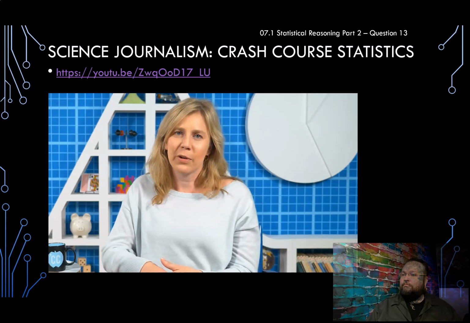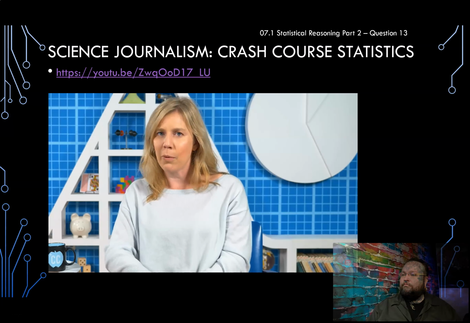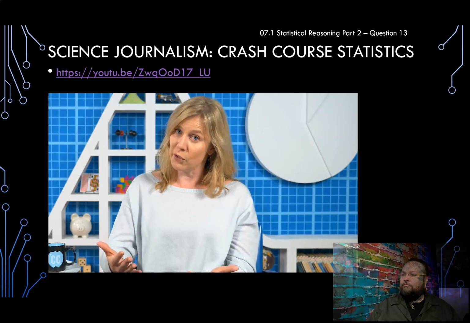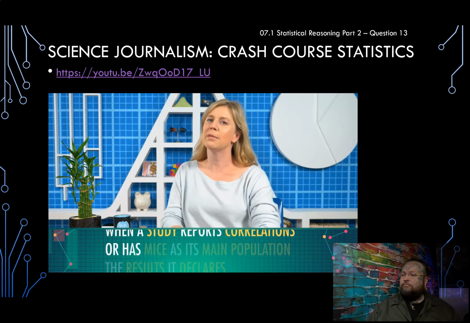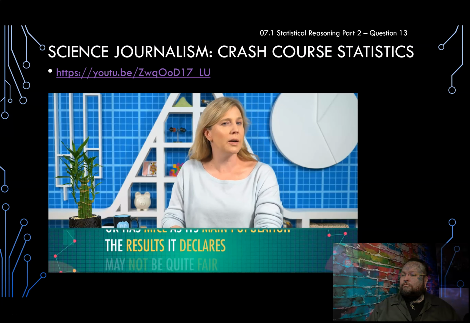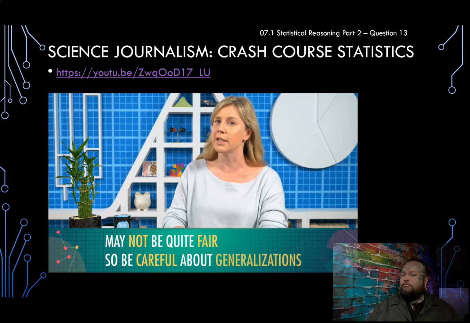In order to help us remember some of the rules of thumb we talked about today, our writer Chelsea came up with a limerick. And so without further ado, Crash Course's first original limerick. When a study reports correlations or has mice as its main population, the results it declares may not be quite fair. So be careful about generalizations.